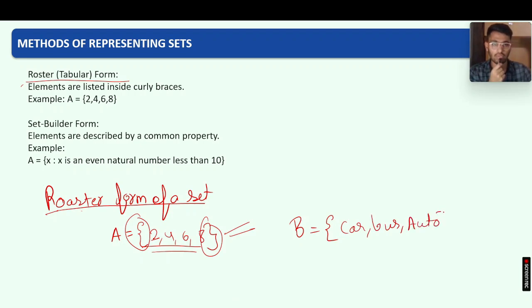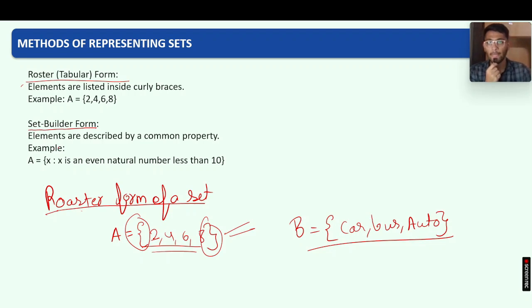These are the elements of this set. You can take any object. If you want to give a set in roster form, you have to list only the elements of that set. This is simple. Okay, now we will talk about set builder form.